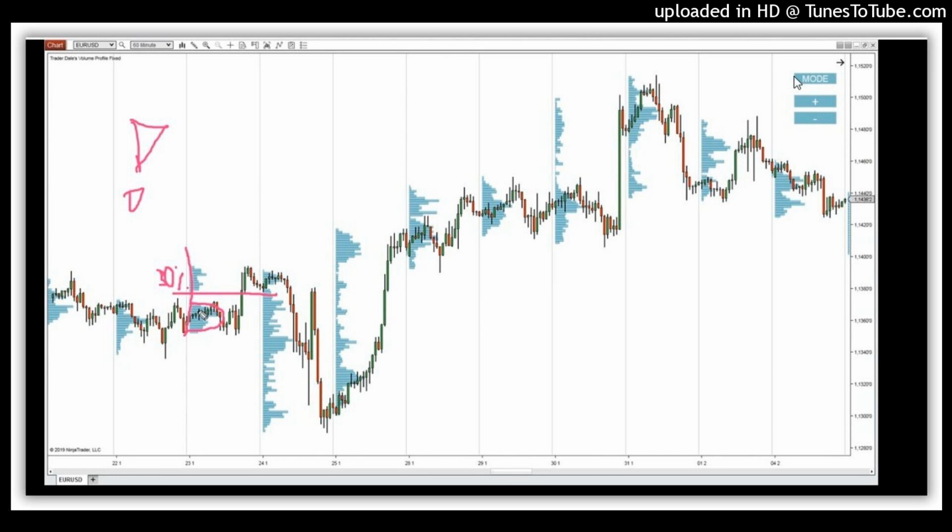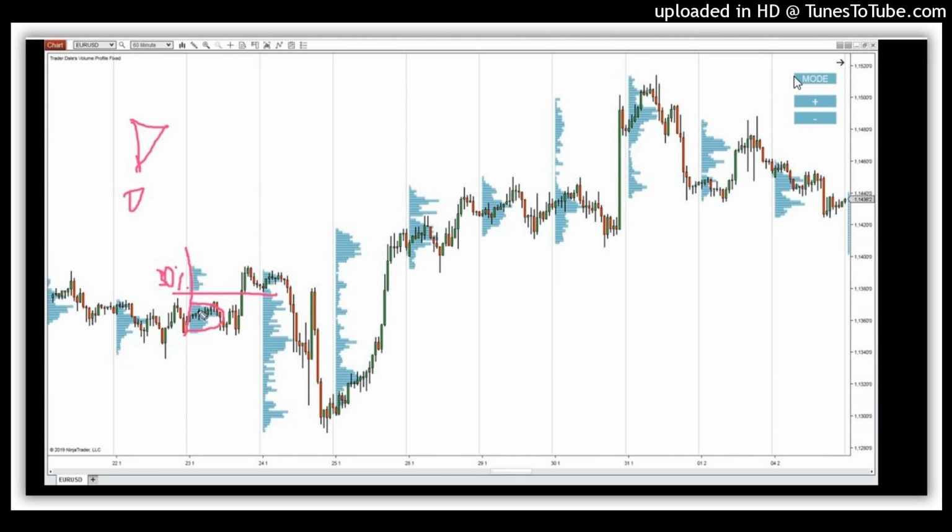Let's have a look at the basic shapes and what they are telling us in the charts. So before you, this is the euro-dollar chart. It is a 60-minute chart. And those profiles you see there are daily profiles, which means that every day a profile gets printed. So if you look at the first one, then this is a thin profile. And as I said in the previous video, thin profiles happen in a trend. So you can see that there is a trend behavior and a thin profile.